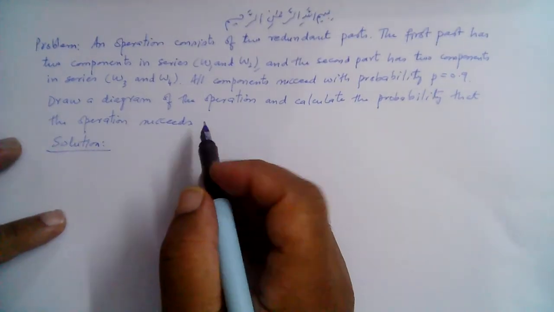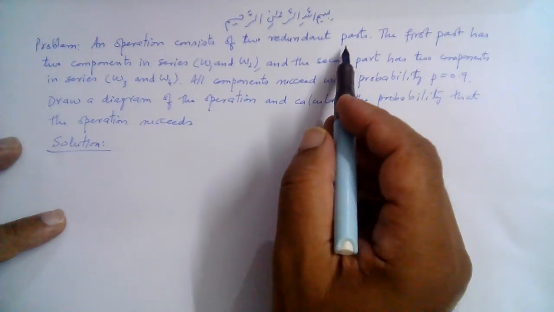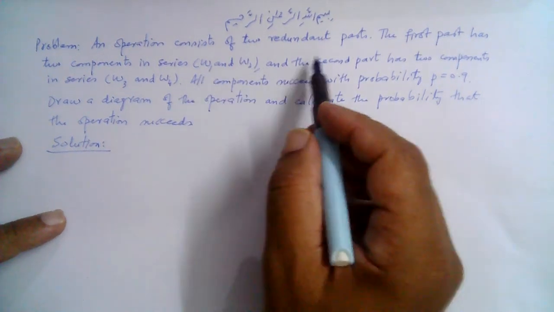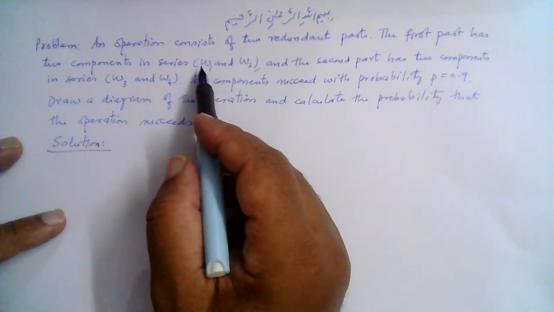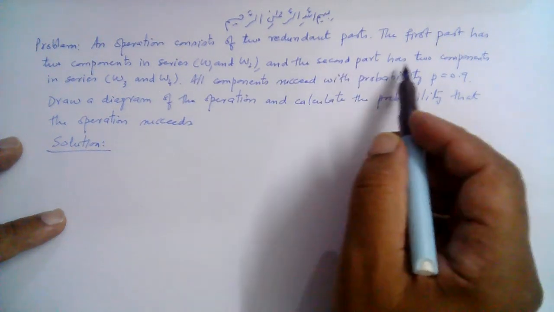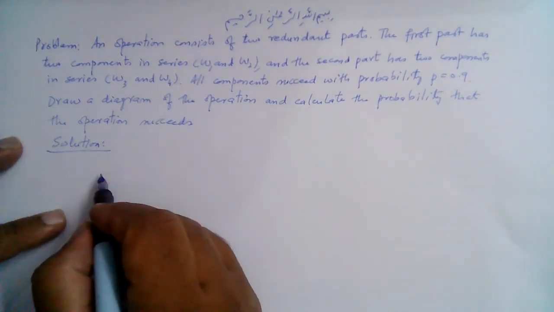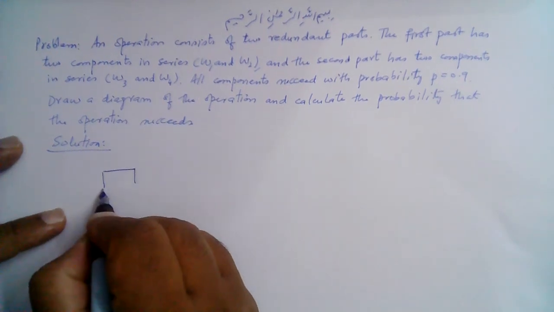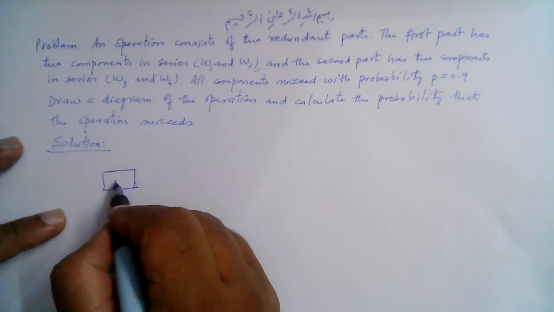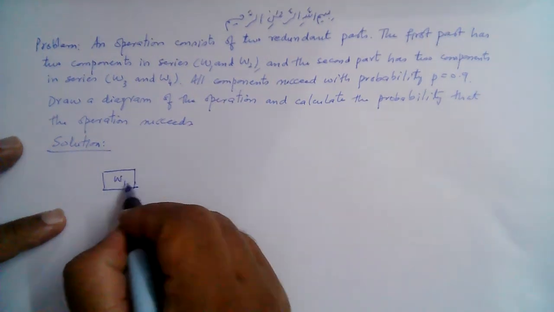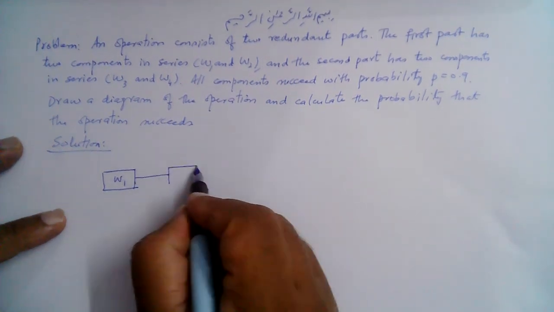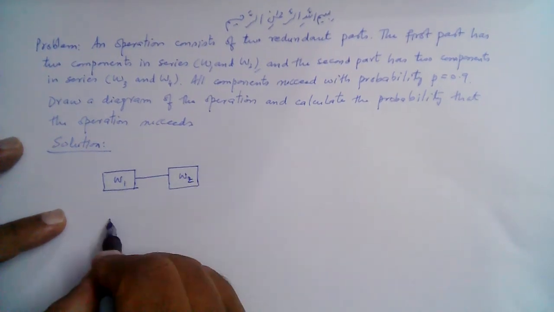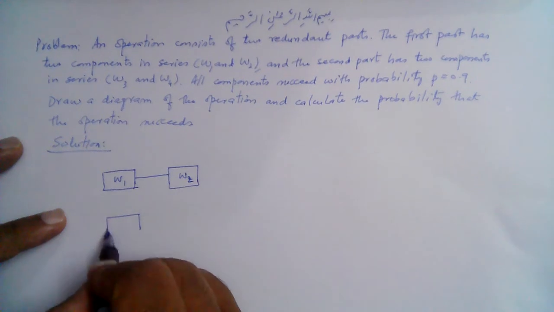So the operation has two parts, right? Redundant parts mean these are in parallel, right? And the first part has two components in series, and the second part also has two components in series, right? So the diagram: the first part has two components in series, W1 and W2. The second part also has two components in series.